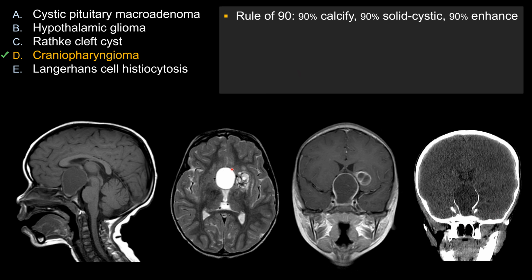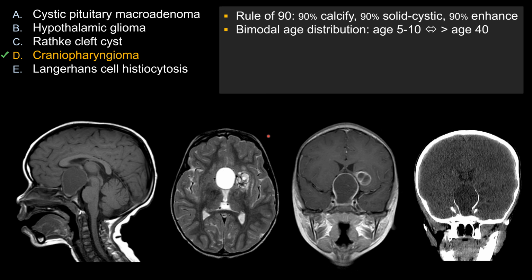90% of the time they present as a solid and cystic component, and often the cystic component is quite large, like in this case. And 90% of the time they will enhance, often with an enhancing mural nodule or enhancing internal component, as well as an enhancing cystic rim.